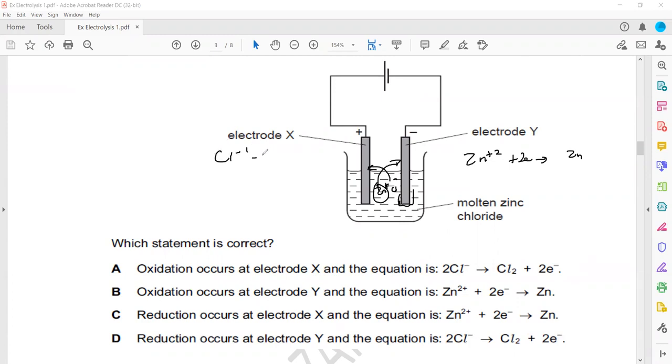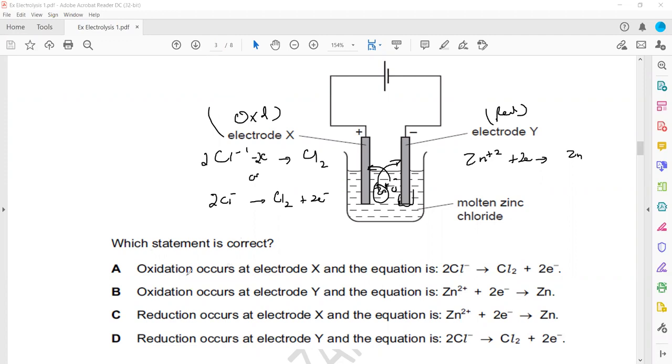So chloride ion will lose one electron and turn into a chlorine atom. When two chloride ions are there, they will lose two electrons and form chlorine molecule. So we can also write this equation that two chloride ions turn into chlorine molecule by loss of two electrons. And whenever there is a loss of electron, we call that oxidation. And when there is a gain of electron, we call that reduction.